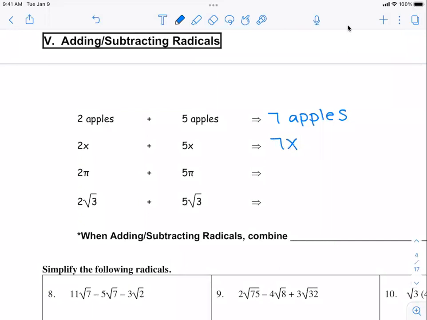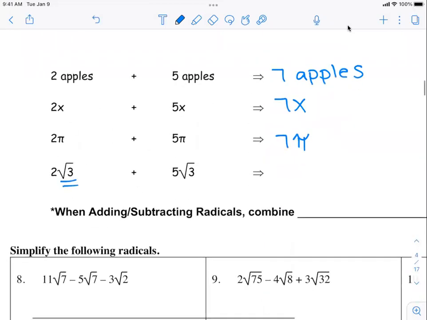2 pi plus 5 pi. We do that a lot in geometry. They are like terms. They both have a pi. 2 plus 5 is 7. And then you continue the pi. So again, like terms have a common variable and the same exponent if there is an exponent. None of those had them. Here, root 3 and root 3 are the same. So you're actually going to do 2 plus 5, which is 7, and then the root 3 stays the same.